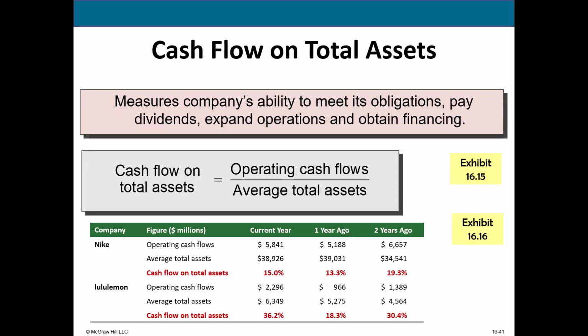That gives us the cash flow on total assets ratio. And again, it tells us about the company's ability to pay their current bills, pay dividends, expand operations, etc. So, a very good ratio to calculate.